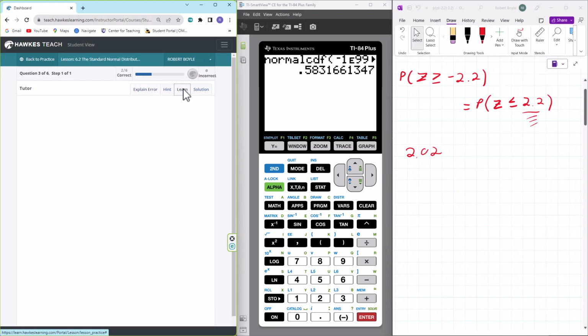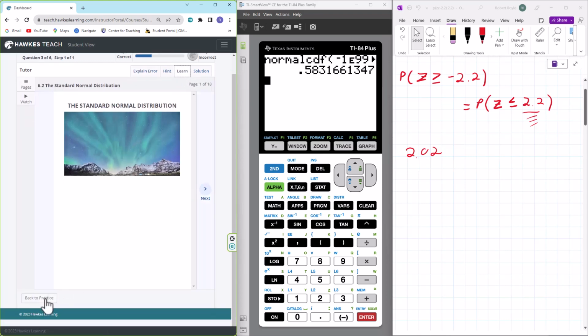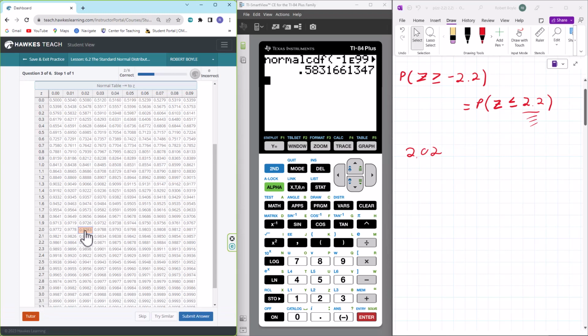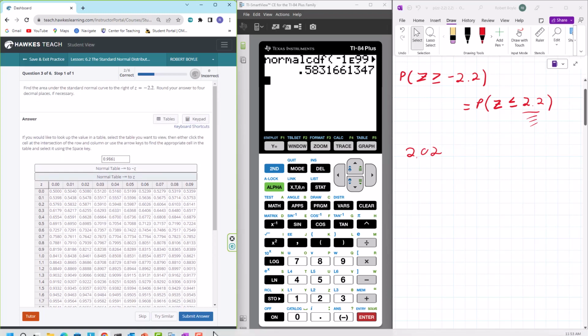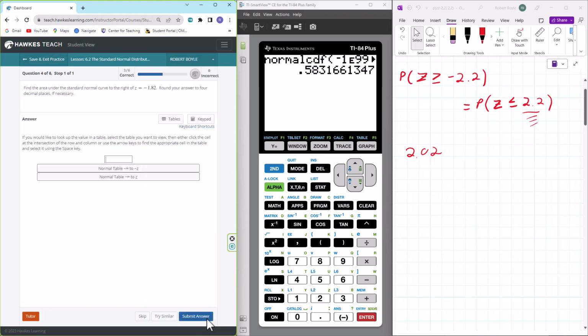I could go back into learn. It will tell me what I need to do, but that's fine. I actually know what my mistake is. So I'm going to go back to practice. And my answer should be 2.20, which is this number right here, 0.9861. 0.9861 is back. Submit my answer. I'm good to go. Okay, so don't make that mistake. Don't be me.